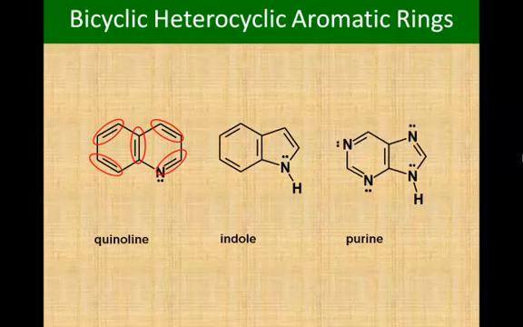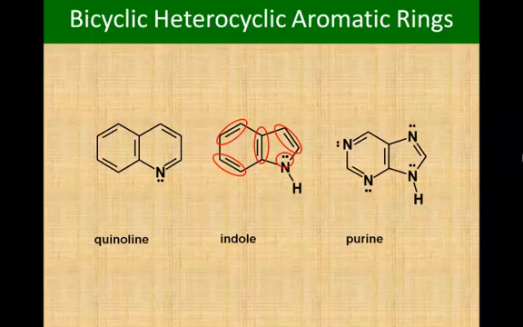Let's have a look now at indole. Here I have 1, 2, 3, 4 pairs of pi electrons. Well, that's an even number of electron pairs. That does not fit our criteria for aromaticity. So in order for indole to be aromatic, it has to use that lone pair of electrons on the nitrogen as part of the aromatic pi system.